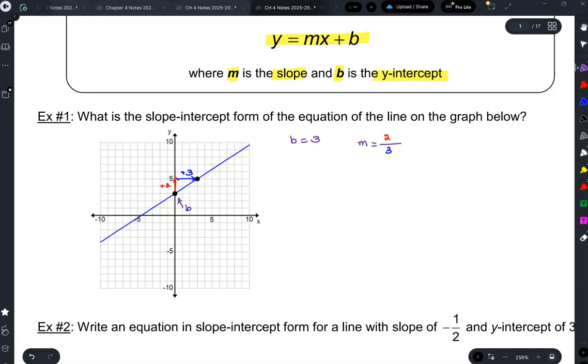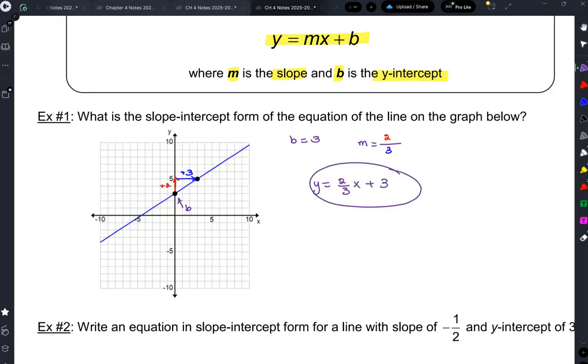Now, to write the slope-intercept form, it's y equals 2 over 3, that's the slope, x plus 3. Okay? B is the y-intercept. It's right over here. B is the y-intercept.